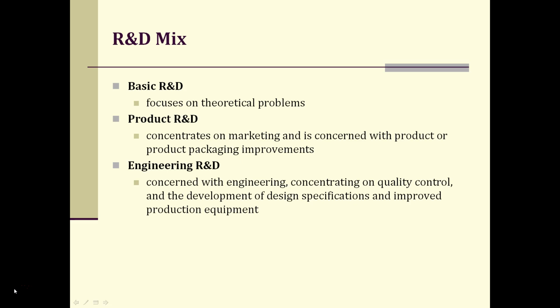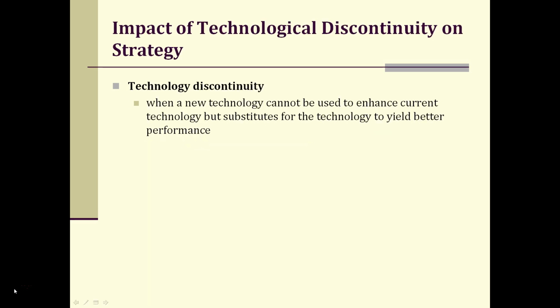The displacement of one technology by another, or technological discontinuity, is a frequent and strategically important phenomenon. Such a discontinuity occurs when a new technology cannot simply be used to enhance the current technology, but substitutes for that technology to yield better performance.